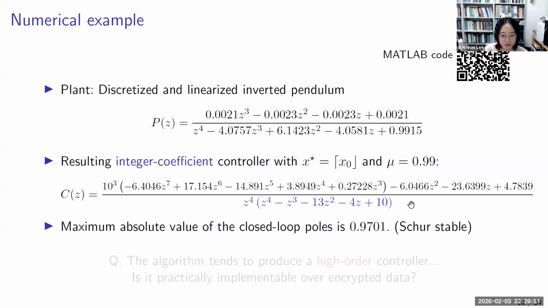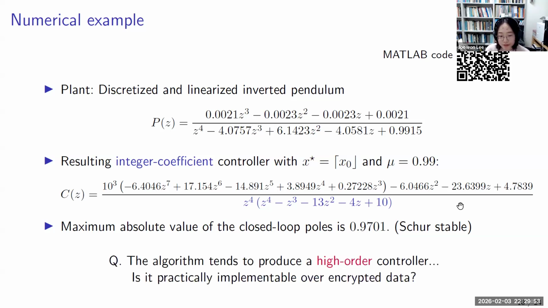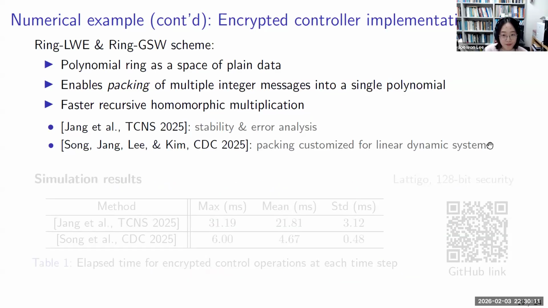So the algorithm usually produces a high order controller, and one may question the practicality of this algorithm to design an integer coefficient controller. And yes, we have a kind of solution to that issue by using Ring-LWE along with the Ring-GSW scheme.